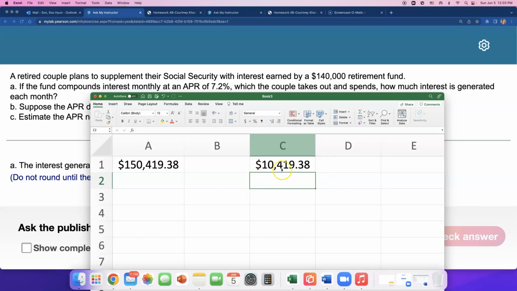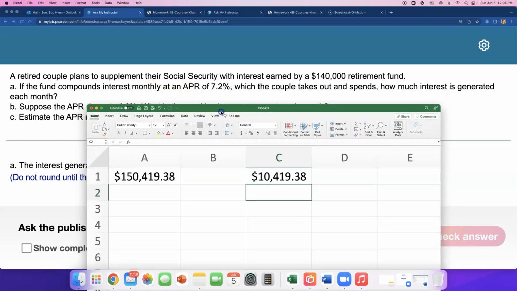$10,419.38 is how much they made in 1 year. But this couple is interested in taking out a monthly payment, which the couple takes out and spends. So I just have to divide this yearly amount by 12 to figure out how much money they will get each month. I think this problem was asking you to round to the nearest whole number. So my final answer is they will have $868 extra to spend to supplement their Social Security income.